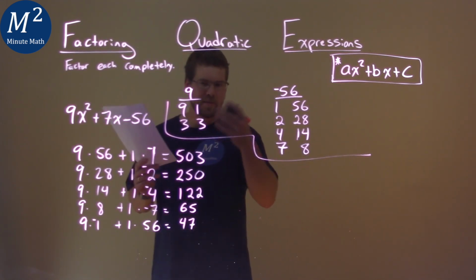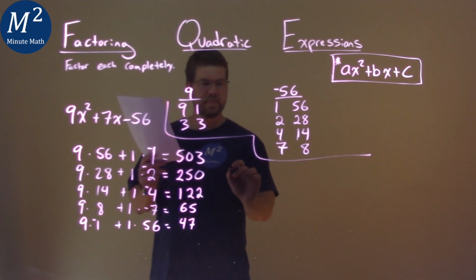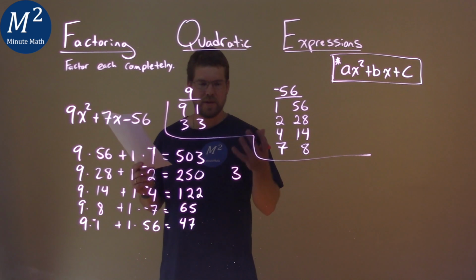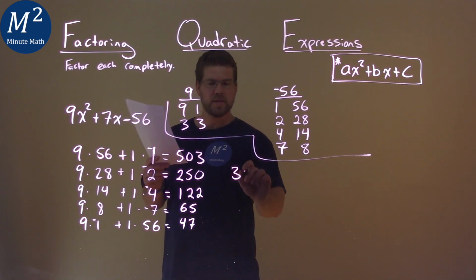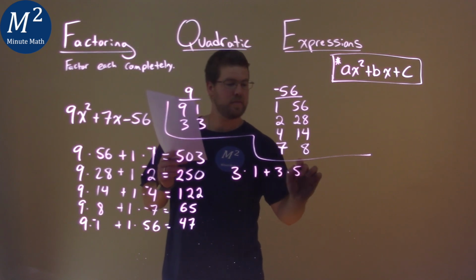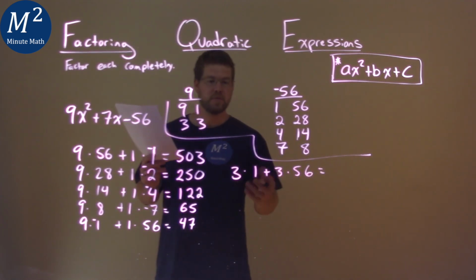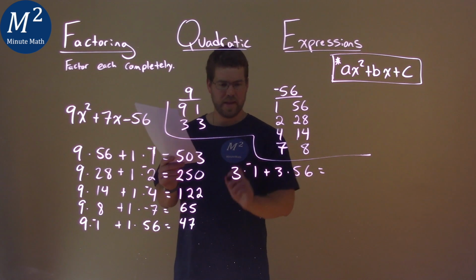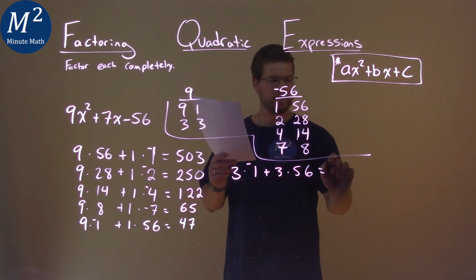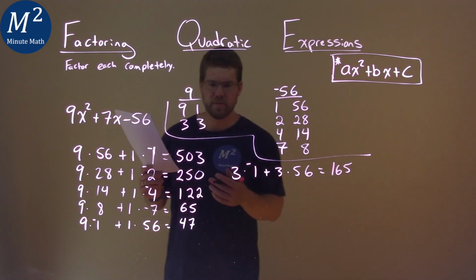And same idea, we're going to go through, say 3, and this one's a little easier because they're both 3, so we don't really have, we can test them all pretty quickly. 3 times 1 plus 3 times 56. The smaller of the two is clearly 3 times 1, so we put a negative there. And 3 times negative 1 plus 3 times 56 is 165, not 7.